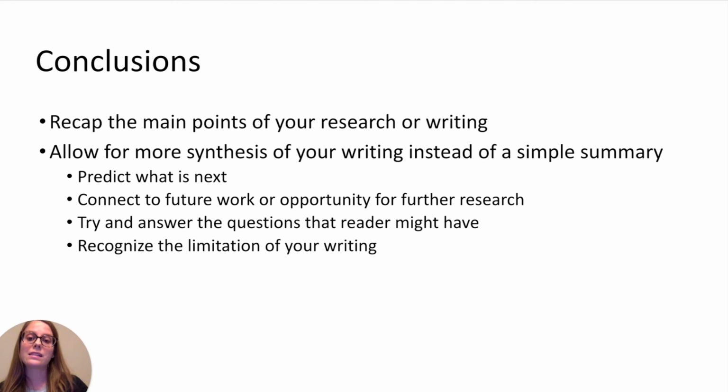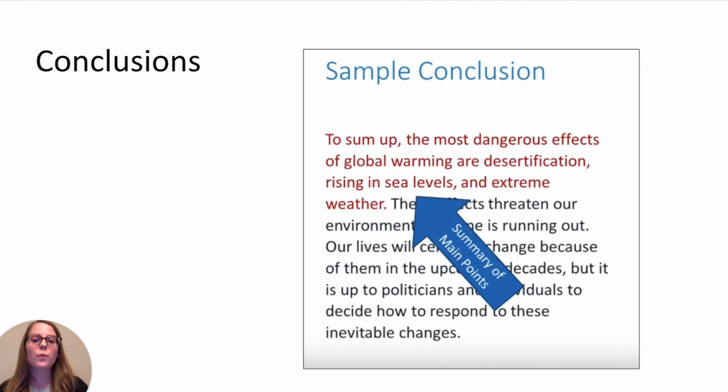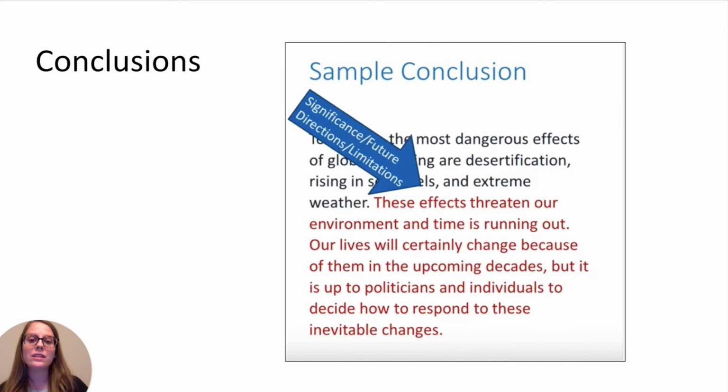Also, recognize the limitations of your writing. If you had specific limitations in your research, identify those. Call those out so that you can see that in future research, those could be addressed and your research could be more complete. So here's an example. Here, we start off with the summary of the main points, and then we end with significance, further direction, and also identifying some of the limitations that were in the writing.